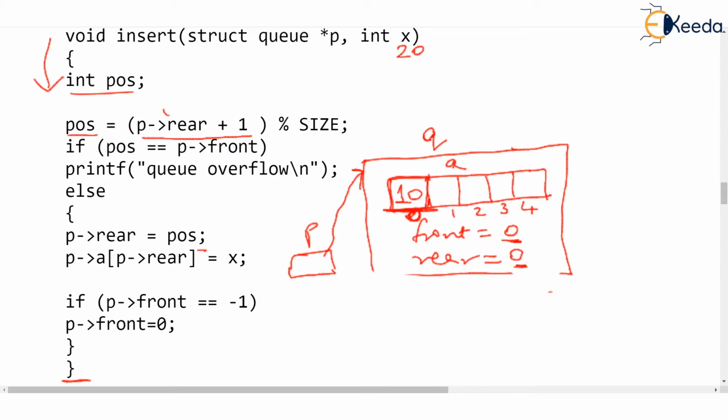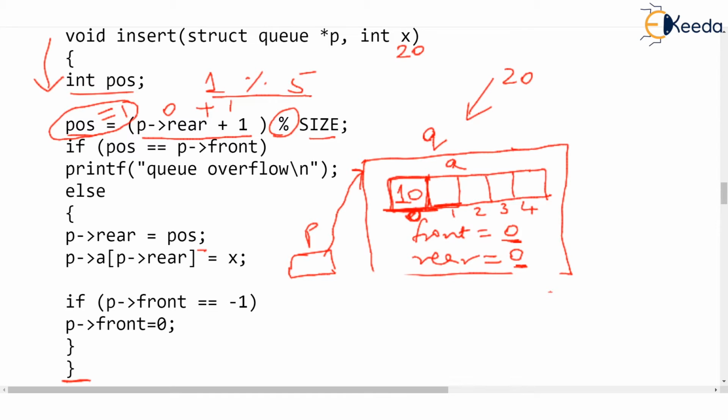Now rear is already 0. 0 plus 1 is 1. And then percent size is 5. Now 1 % 5, be careful, is 1. So position of insertion has come out as 1. And rightly so, this new value 20 that is going in the queue should go at first place.